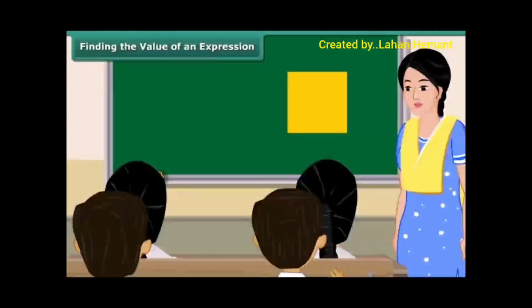See this square? It has an area equal to L square. If the value of L is equal to 4 centimeters, then what would be the area of this square? That's right, it would be 16 centimeters square. So children, there are a number of situations in which we need to find the value of an expression.